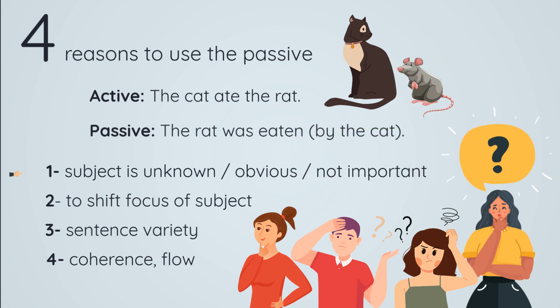The first reason that we would use a passive is because the subject is unknown, obvious, or not important. If we don't know who or what did the action, we can use a passive. If we know very clearly, it's very obvious who did the action, then we can use a passive. If the person or thing that did the action is just not important to our sentence, we can take it out and use the passive. I'm going to give you some examples, don't worry.